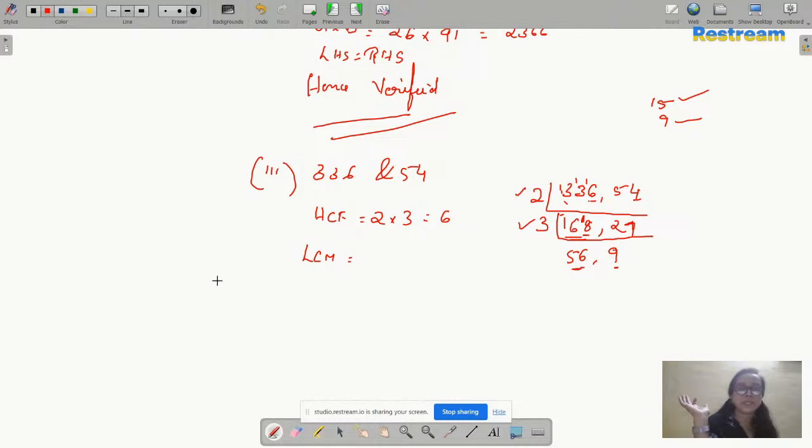Next one, LCM. LCM is equal to 2 into 3 into, just multiply, 2 into 3 into 56 into 9. Multiply this. You don't want to do any other prime factorization. Stop there. Then multiply this: 2 into 3 into 56 into 9. That will be the LCM.